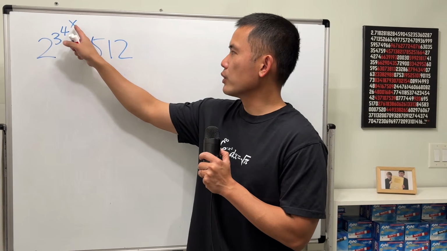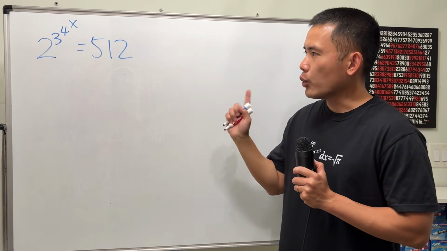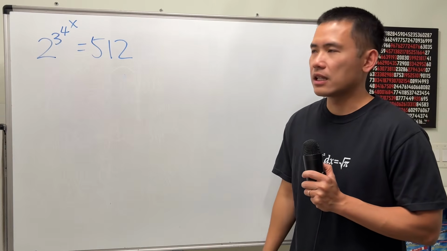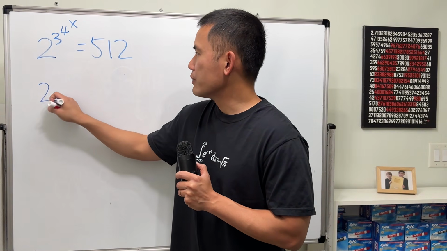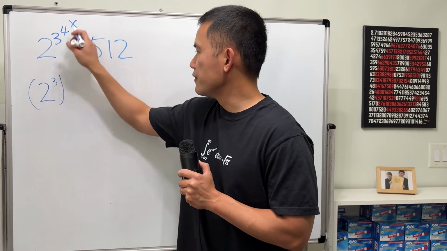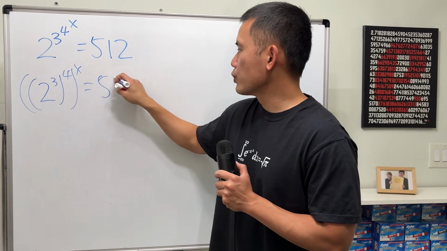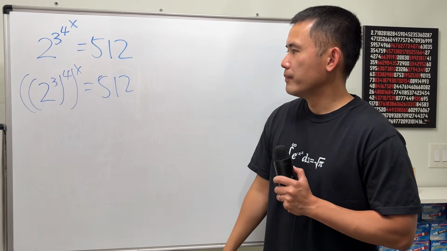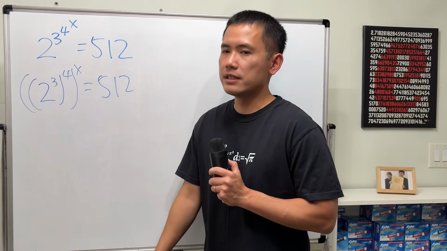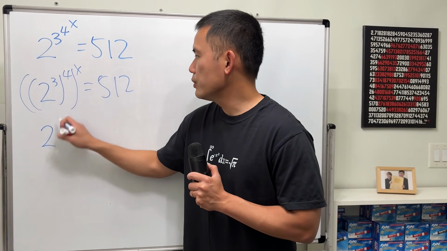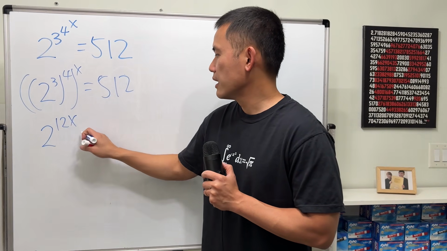2 to the third to the 4 to the x power is equal to 512. It's a notation that causes the confusion sometimes. So if you see this, are we trying to say we have 2 to the third and then to the fourth and then to the x that's equal to 512? If you look at it like this, then yes, we can multiply the exponents together. We do get 2 to the 3 times 4 is 12 times x, so 12x.